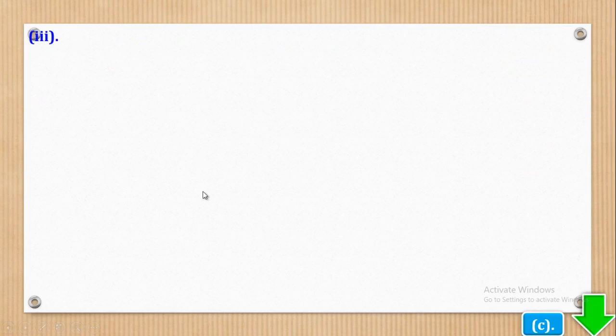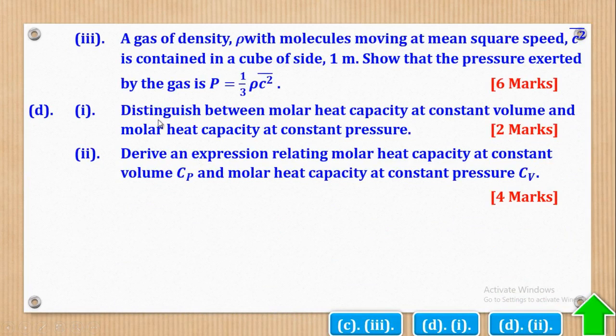So now we shall go to part C, Roman 3. So Roman 3 says, a gas of density rho with molecules moving at mean square speed c squared bar is contained in a tube of side 1 meter. So this was an error, it should be L. So change it and make it side L. Show that the pressure exerted by the gas is P equal to 1/3 rho c squared bar.